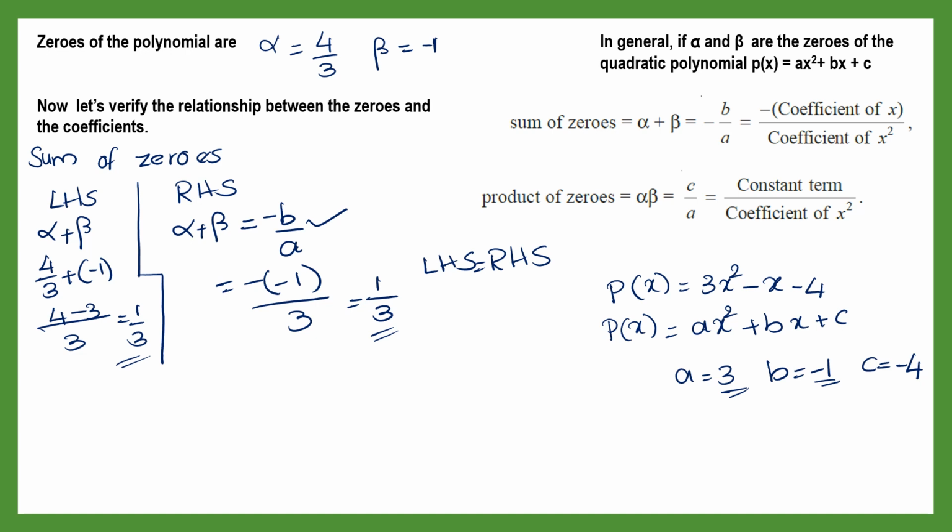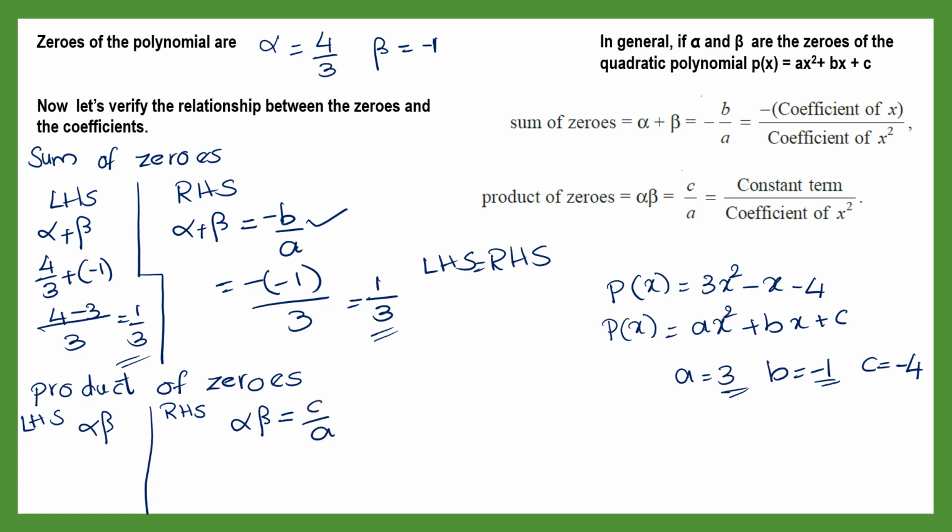Now let's verify the product of zeros. Product of zeros, alpha into beta. This is LHS. Alpha into beta is 4 by 3 into minus 1. That means you will get minus 4 by 3.